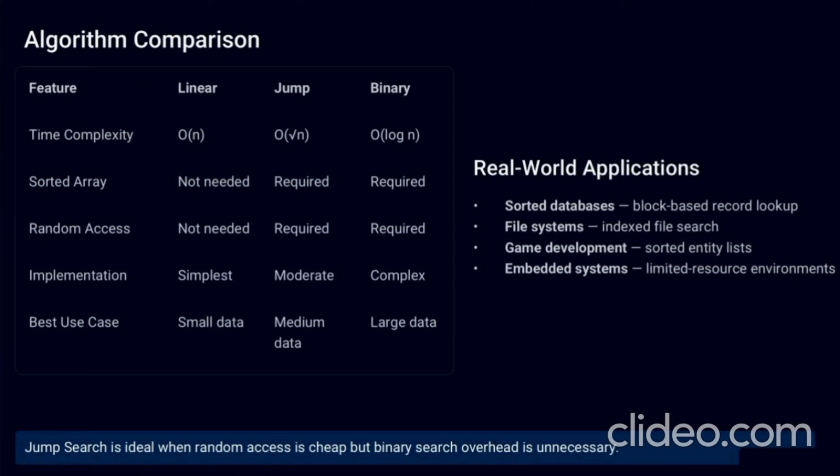This table compares linear search, jump search, and binary search. Linear search is the simplest but least efficient. Binary search is the fastest but slightly more complex. Jump search provides a balance between the two. Some real-world applications include sorted databases, file systems, game development, and embedded systems. It is especially useful when the data is sorted and a simple implementation is preferred.